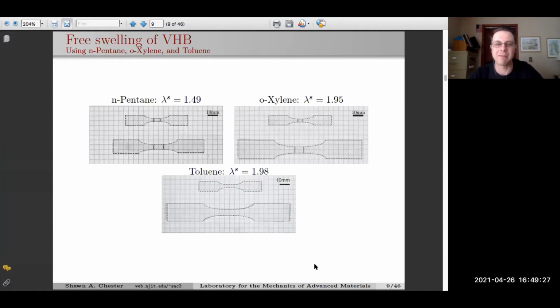Now you already know what happens. I already showed you the pictures, but here are the same pictures with a little bit more information. The only new information is what we call the swelling stretch. And so in pentane, the body will get 1.5 times its original size. In xylene and toluene, it's about twice the original size. Right, so this is just freely swollen. In essence, take a dog bone sample like that, put it in a jar, close the lid, and come back in a while. And that's what happens.